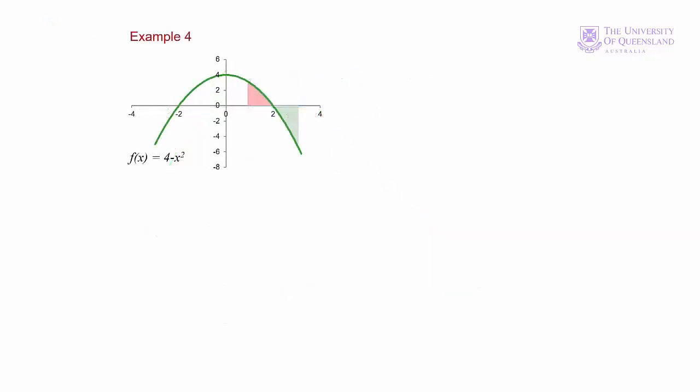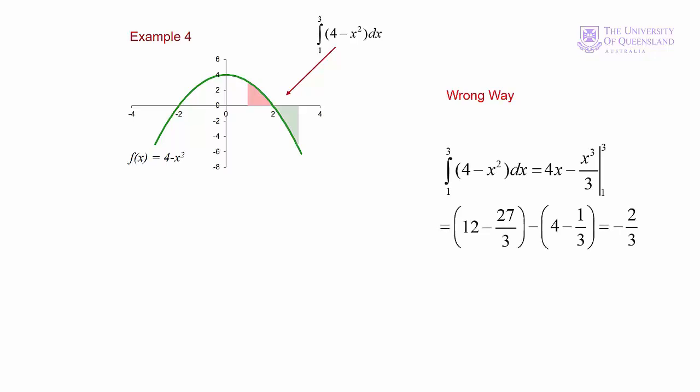Now let's look at the case where we're integrating over the interval from 1 to 3. We see that for part of that interval, the function is above the x-axis, and for part it's below the x-axis. This is the wrong way of integrating in this case. We ignore the fact that the function cuts the x-axis, and we just plug in our values for 3 here, and for 1 there, and we get an answer there, minus 2/3.